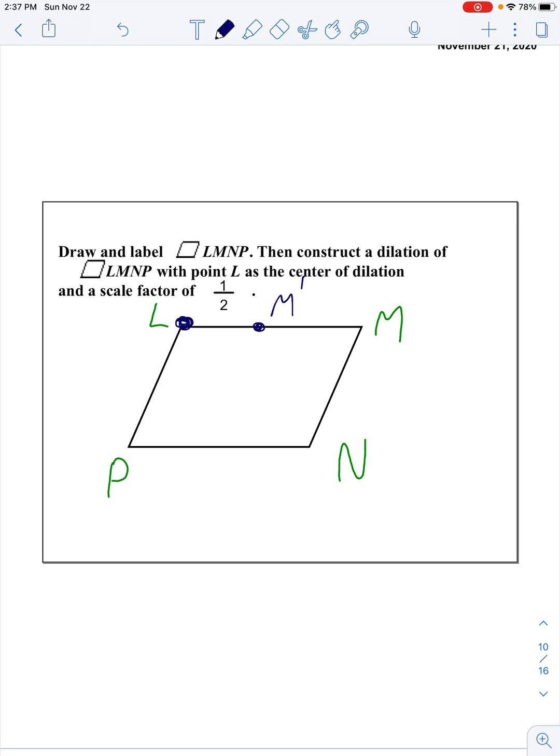If L to P went down 8 and left 2, it now only goes down 4 and left 1. Same thing with N. If L to N went over 6 and down 6, now it's going to go over 3 and down 3. So it's going to get brought half that distance back in to make your new figure. Notice point L did not move because it was the center of your dilation.